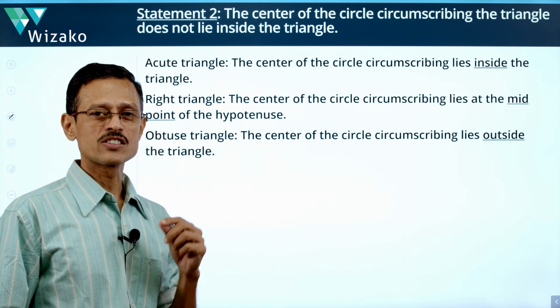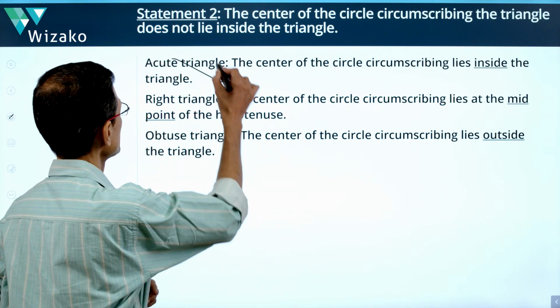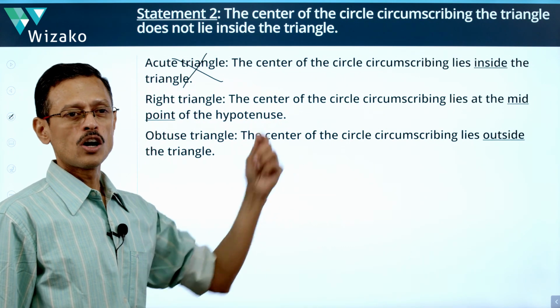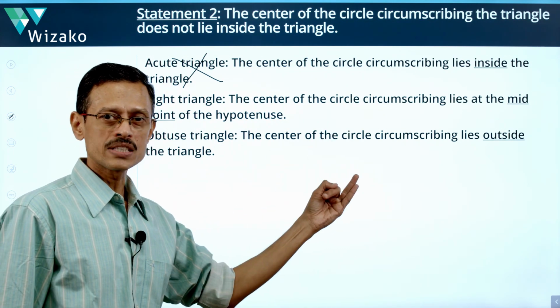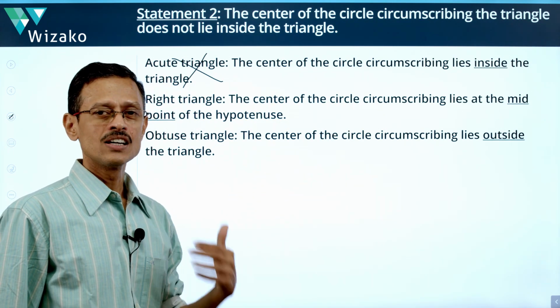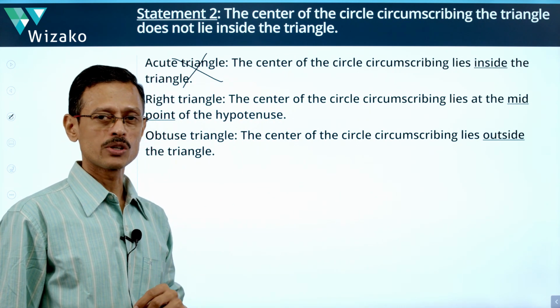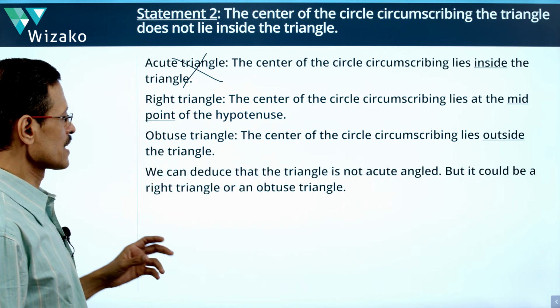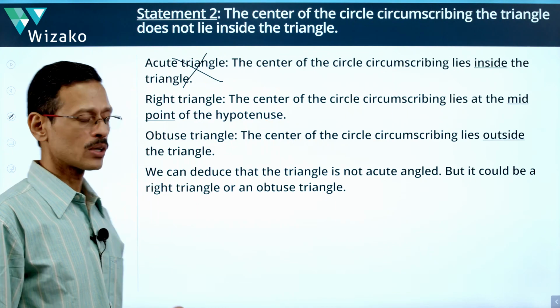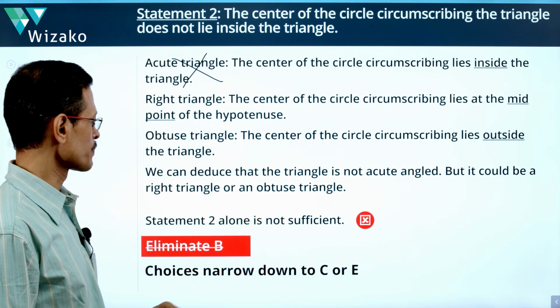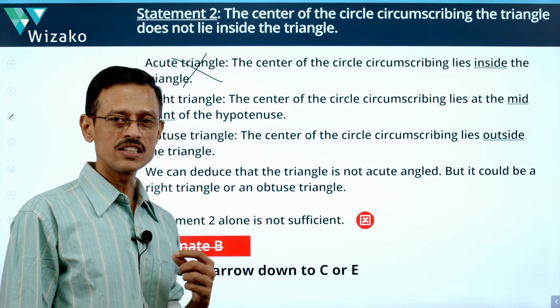This statement says it's not lying inside, which means it definitely is not an acute triangle. On the perimeter is not inside, outside is not inside. So the given triangle could either be a right triangle or it could be an obtuse triangle. We still have two possibilities left. We are not sure what triangle we are talking about. Therefore statement 2 alone is not sufficient. Rule out answer option B. We are down to C or E.